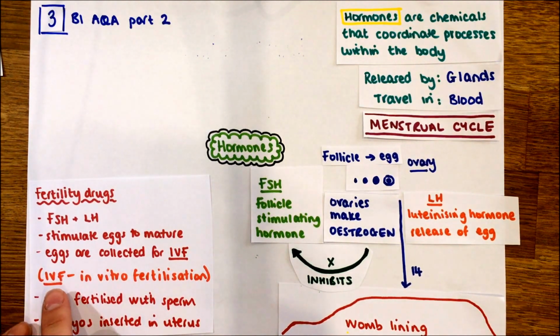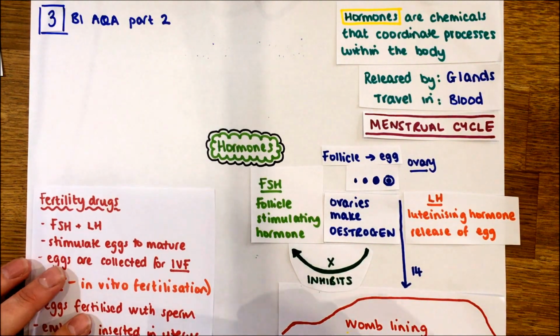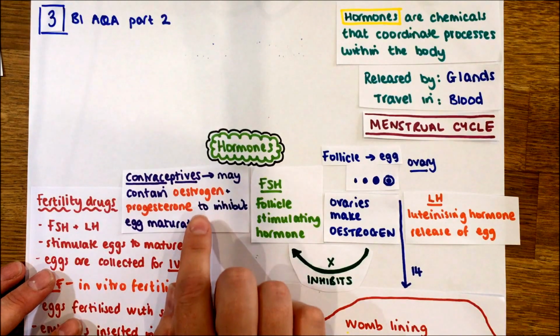So IVF stands for in vitro fertilization. In vitro just means in glass, so it would be fertilizing outside the body. So the eggs are fertilized with sperm, and then they turn into an embryo, and an embryo is then inserted back into the uterus, where the womb lining will be nice and thick, and the baby will then grow over 9 months. Okay. We can also control fertility in a different way using contraceptives.